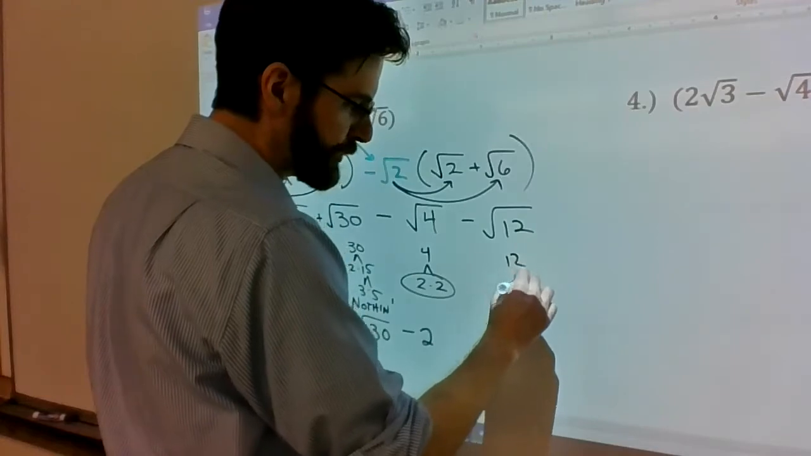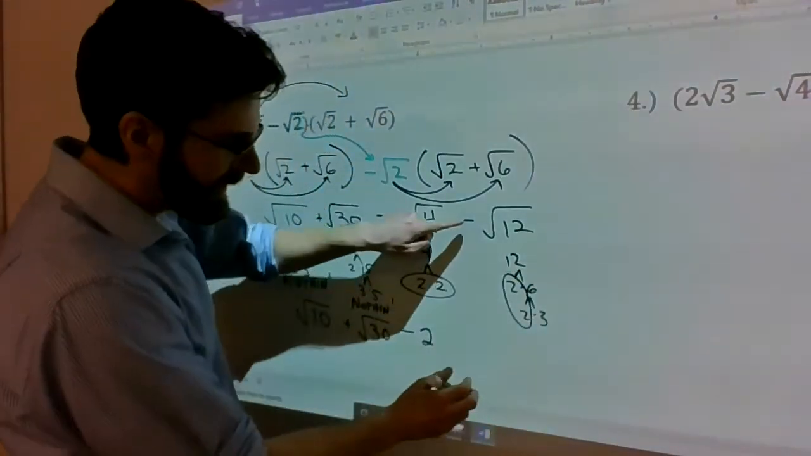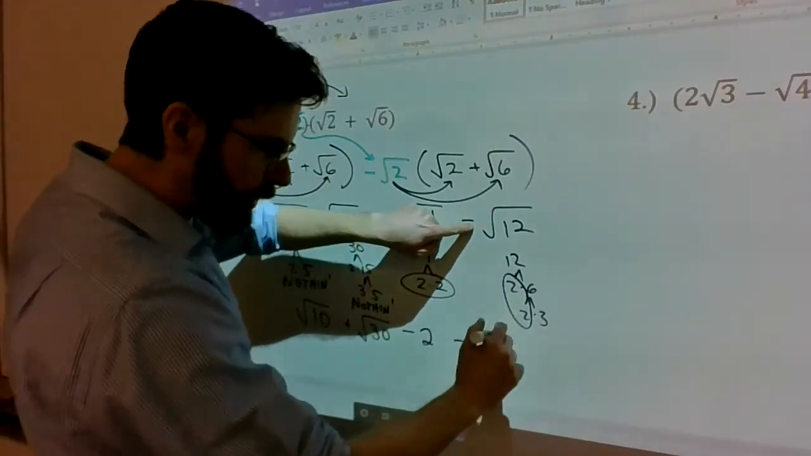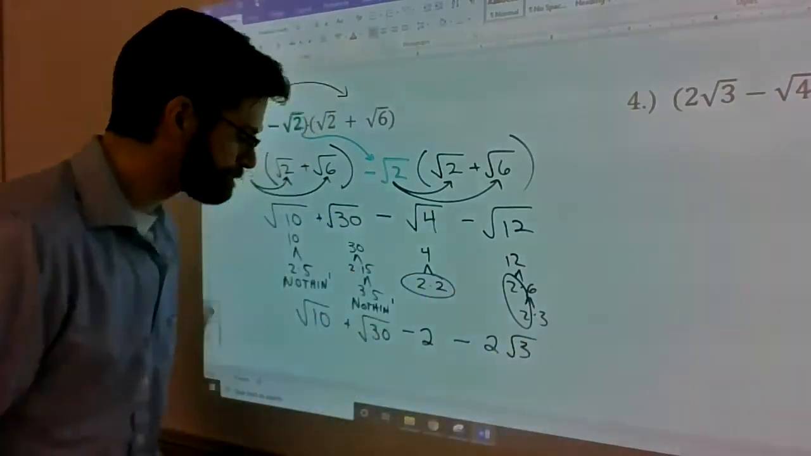And then the last one, 12. This is 2 and 6. 2 and 3. We got a pair of 2's that come out. So it's minus 2 on the outside, and then root 3 is going to be left over inside.